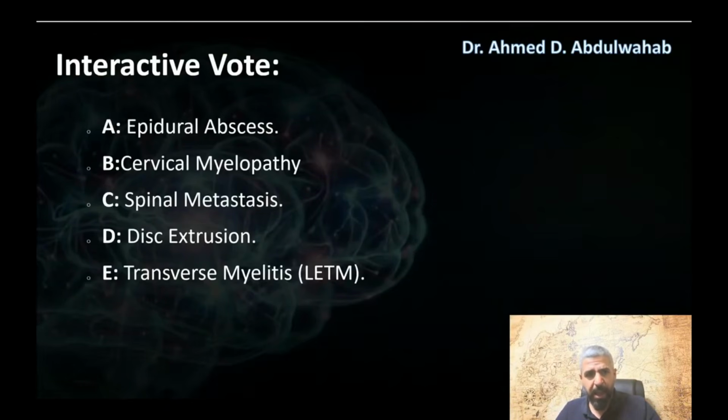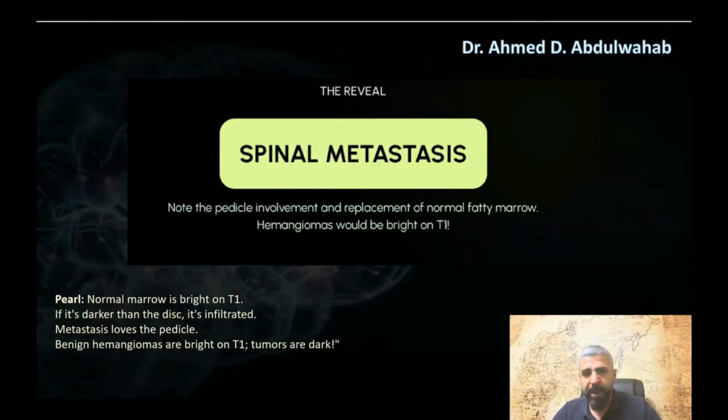Is this A, epidural abscess, B, cervical myelopathy, C, spinal metastasis, D, disc extrusion, or E, transverse myelitis or LETM? The correct answer is spinal metastasis. And keep in mind, normal marrow is bright on T1. If it is darker than the disc, then it's infiltrated.